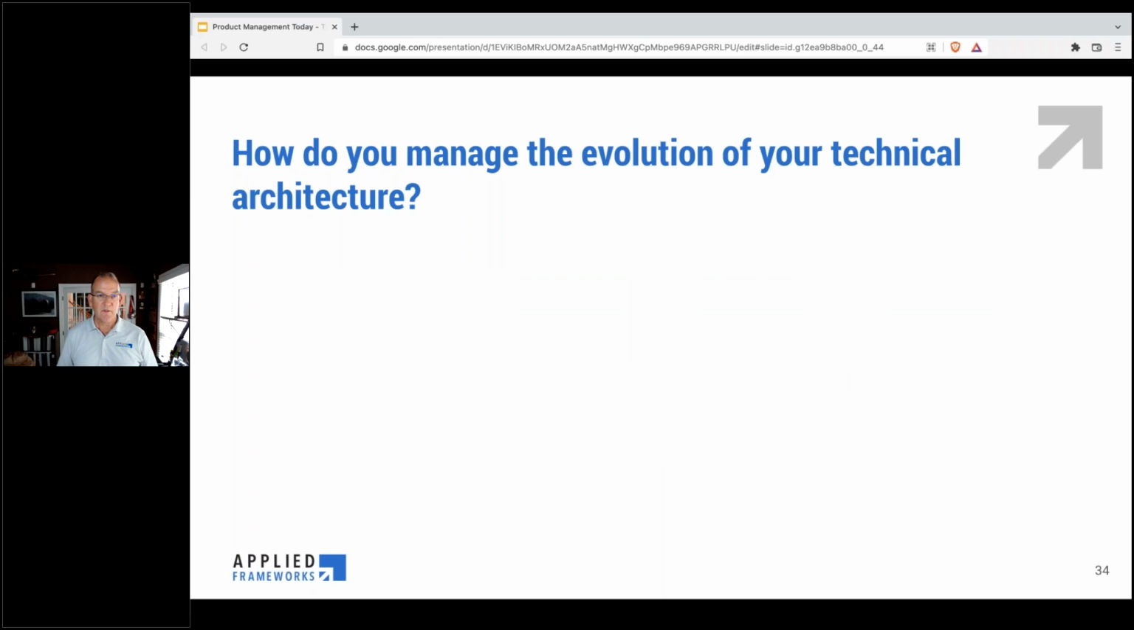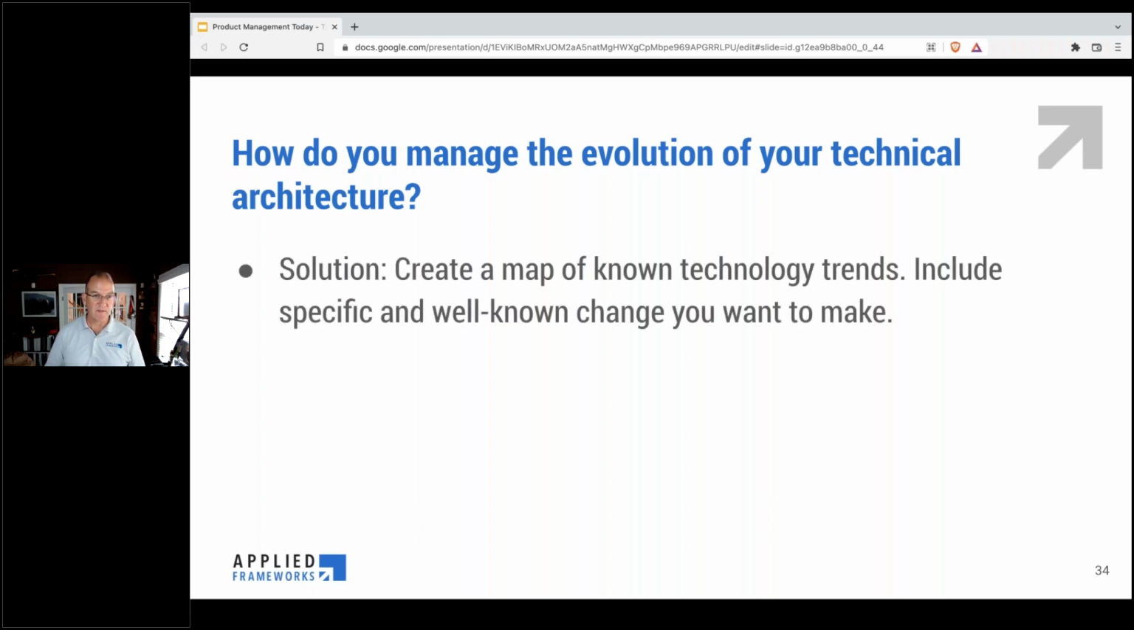So next is, how do I manage the evolution of the technical architecture? And I do want to refer back to this as well as we get to the end, but it's very important that we stay aligned with our technical counterparts who are going to be working with us to develop the product. So the architects and the development teams, all the engineers, I want to make sure we have alignment. So the problem of maintaining alignment, the solution is to create a map of any known technology trends or other specific well-known changes that we intend to make. This is called the technical architecture map.